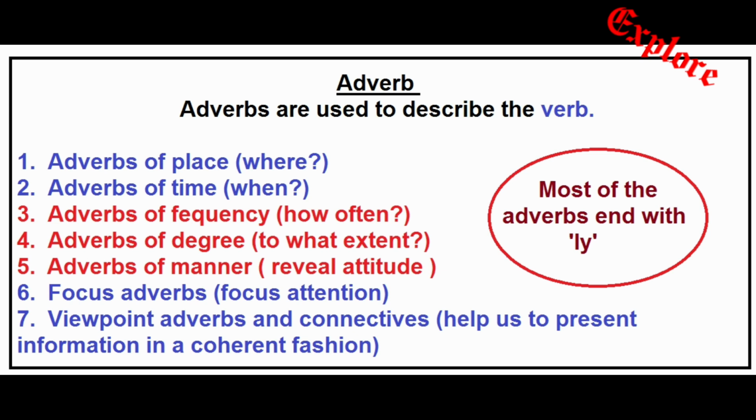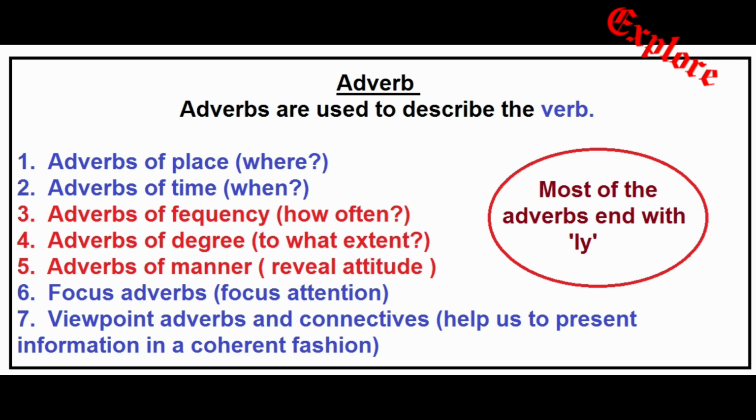Adverbs are the words that are used to describe the verb, how a thing has happened. See, there are different kinds of adverbs here. Most of the adverbs end with ly and some adverbs are there. We have adverbs of place, time, frequency, degree, to what extent. Frequency is how often something has happened. Adverbs of manner, focus adverbs, viewpoint adverbs and connectives help us to present information in a coherent fashion.